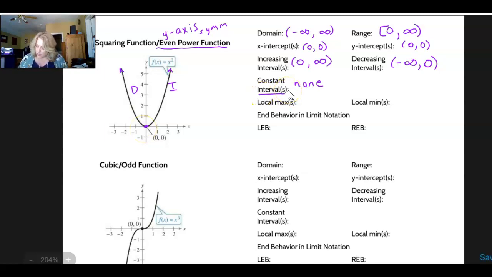Okay. And then for local maxes, there's not a local maximum, so we would say none. But there is a local minimum this time, right? The lowest point, which is 0, 0.